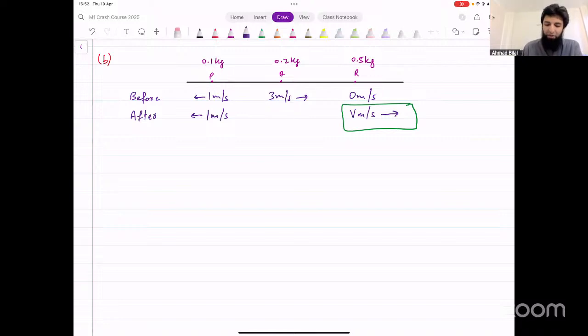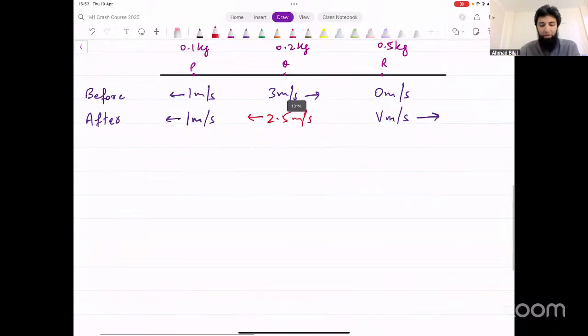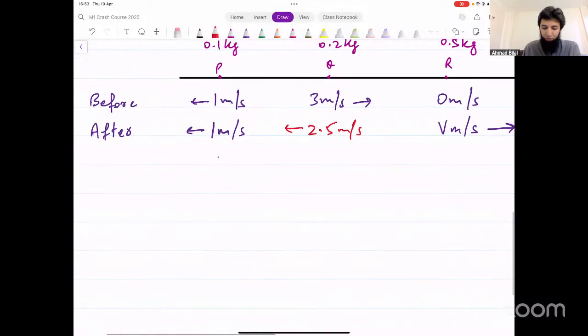What if Q is moving towards left? If Q is moving towards the left side, I'm just writing a random number. Let's say Q started moving towards the left side at, let's suppose, 2.5 meters per second. Now, in this case, will there be any collision between P and Q? P was moving at 1 meter per second.